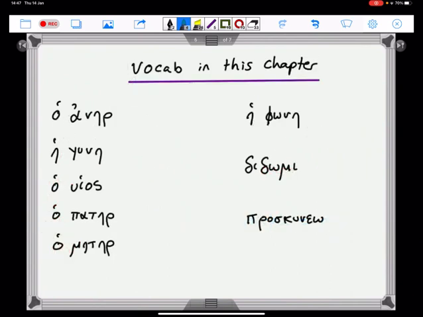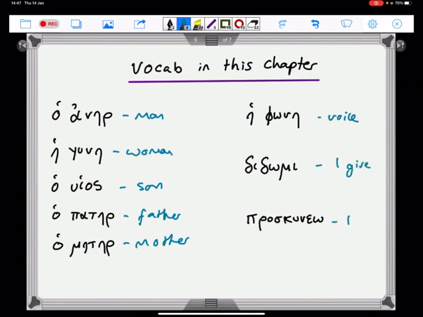Stop and pause to think about vocab in this chapter. Aner, man. Gune, woman. Huios, son. Pater, father. Meter, mother. Phone, voice. Didomi, I give. And proskuneo, I worship. These are useful words, but they're also words that do not behave in a regular fashion, all of them. So they are ones that you need to pay a little bit of attention to.